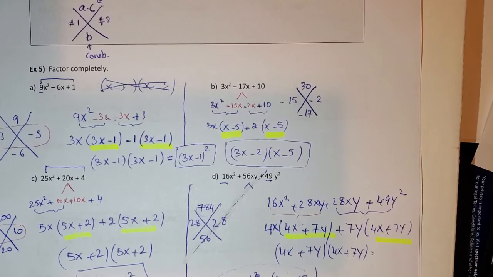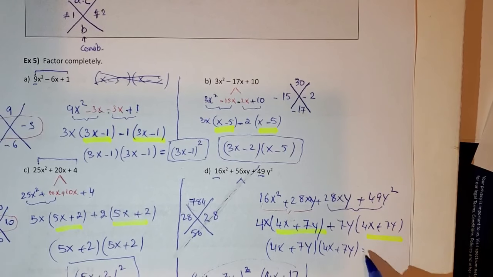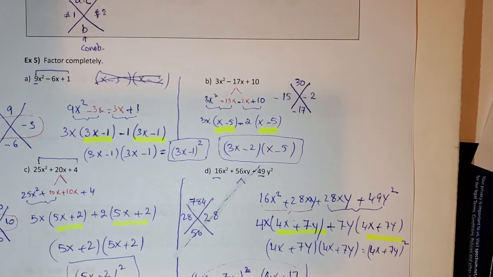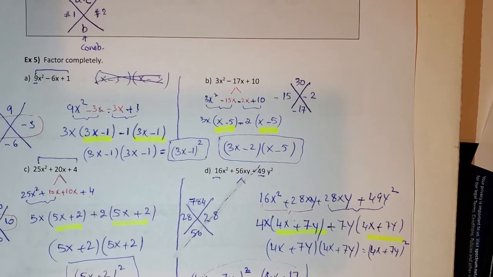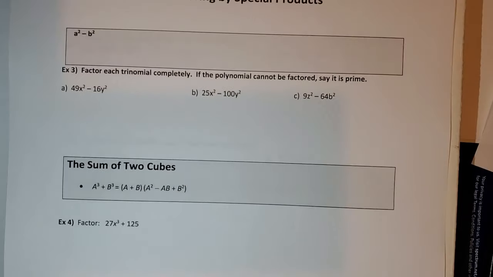So there's another way to write this one because they are the same. You don't have to write it twice, with the exponent, which is 4x plus 7y squared, the whole thing squared. Alright, so I'm going to move on to the next chapter, which is chapter 7.